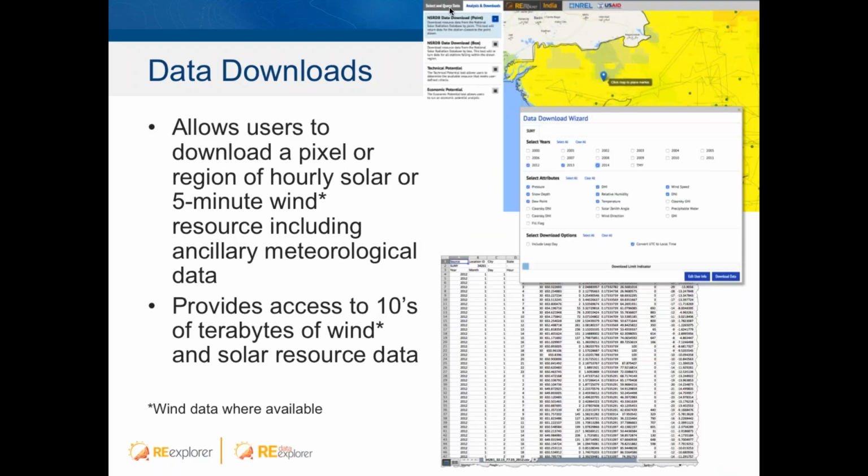We also have several analysis tools, one of which is the data download tool. This lets users download a pixel or a region of hourly solar or 5-minute wind resource data, including ancillary meteorological data. And this gives access to tens of terabytes of wind and solar resource data. The wind data happens where it's available, and the solar resource data comes from NREL's NSRDB database.